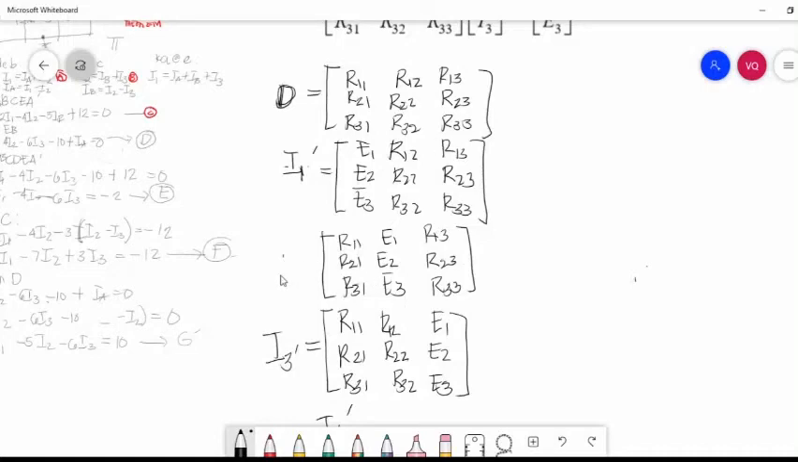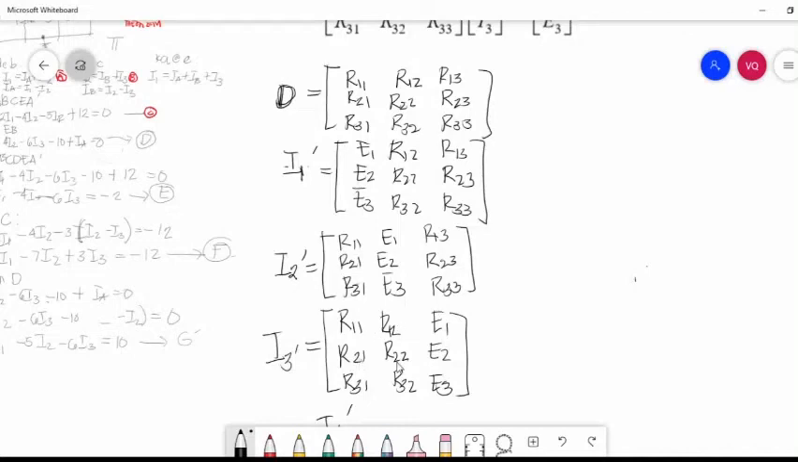Same here in I2 prime. The first column is R11, R21, and R31. The second column is the constant. The third column is R13, R23, and R33. For the I3, so this is a 3 by 3 matrix.